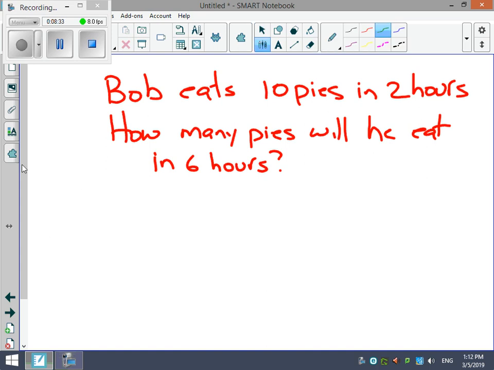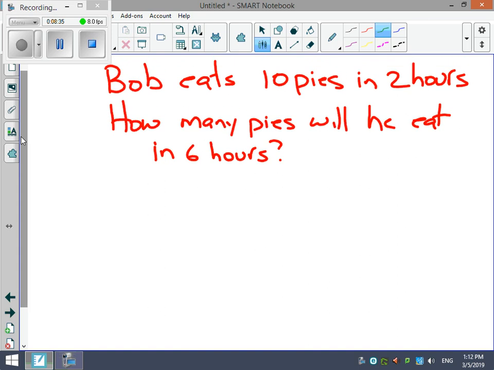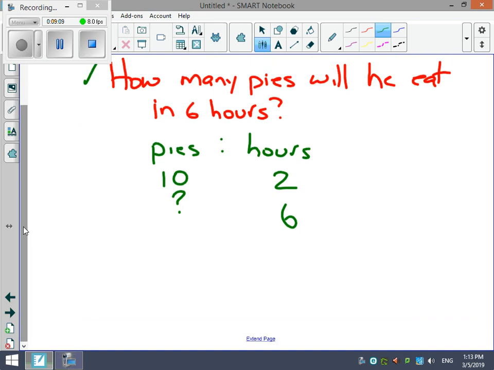Anyhow, when you go to set this up, you have to write the proportion. So we really are talking about pies to hours. That's what we are comparing. That's what our ratio is comparing. So in the first situation, it is 10 pies to 2 hours. And the next thing, the question part is, how many pies will he eat in 6? That would go here under the hours part. What you don't know is how many pies. So to set up your work, it kind of looks like this. When you go to write it, that's where you could make a small error.